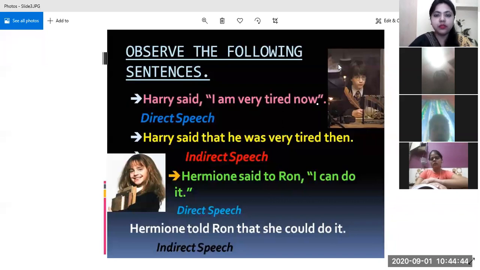Okay, we do not place the punctuation marks outside the inverted commas. It should be within the inverted commas only. Okay.